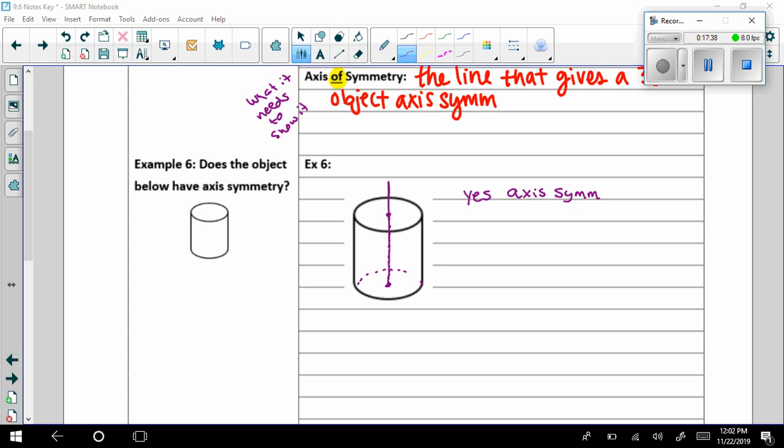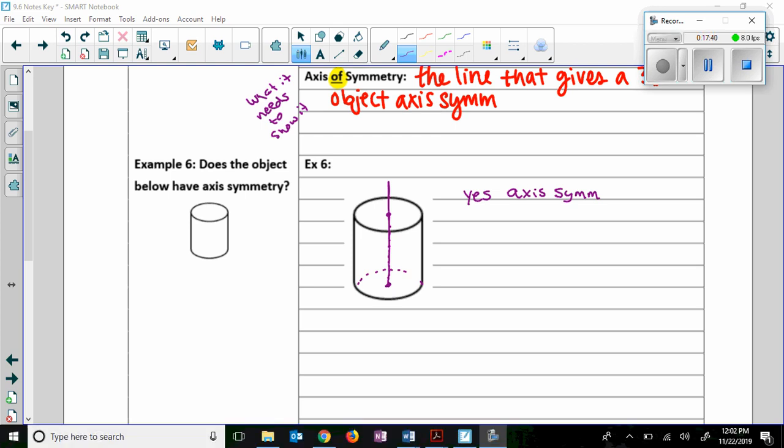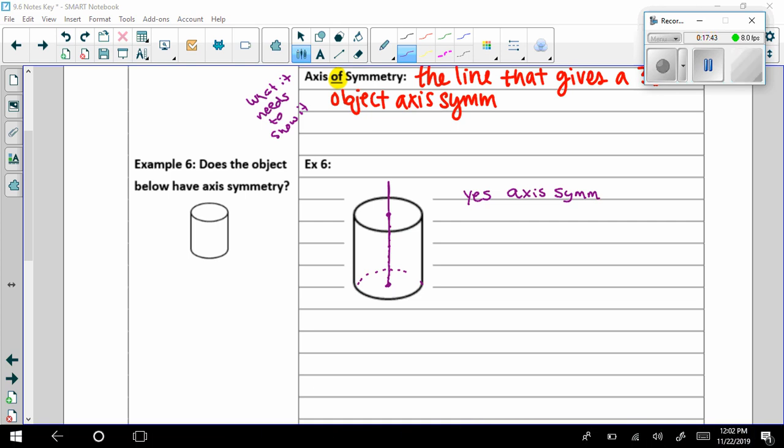And that's pretty much it for symmetry. You don't really do that in a graph unless you're talking about reflection.